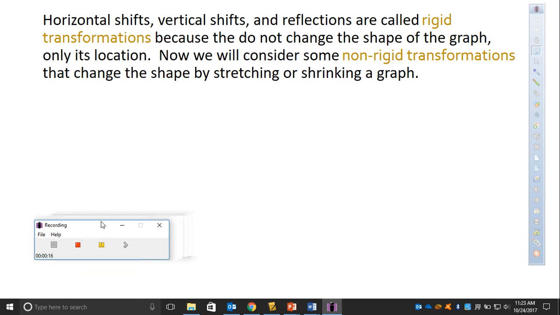The transformations we covered yesterday are rigid transformations, as you can see here. Those didn't change the shape of the graph at all, only its location. So we moved up, down, left, right, but the shape of the graph looked identical to what the parent graph looked like. Now we're going to look at some non-rigid transformations, and these are actually going to change the shape of the graph that we're dealing with.